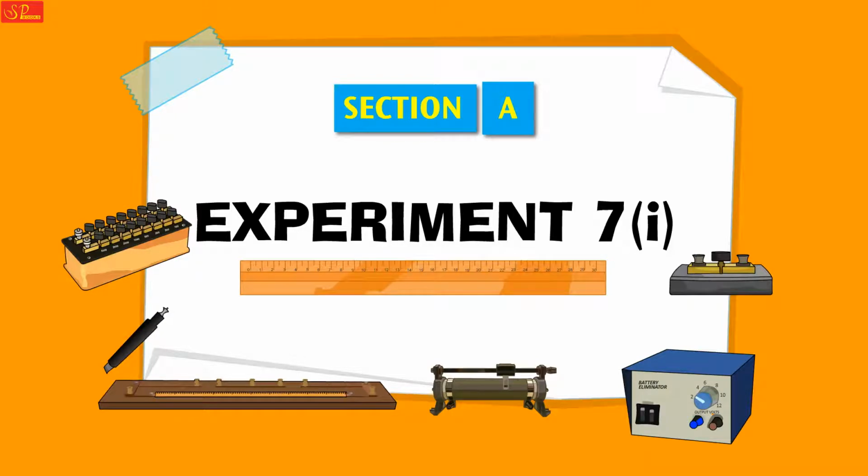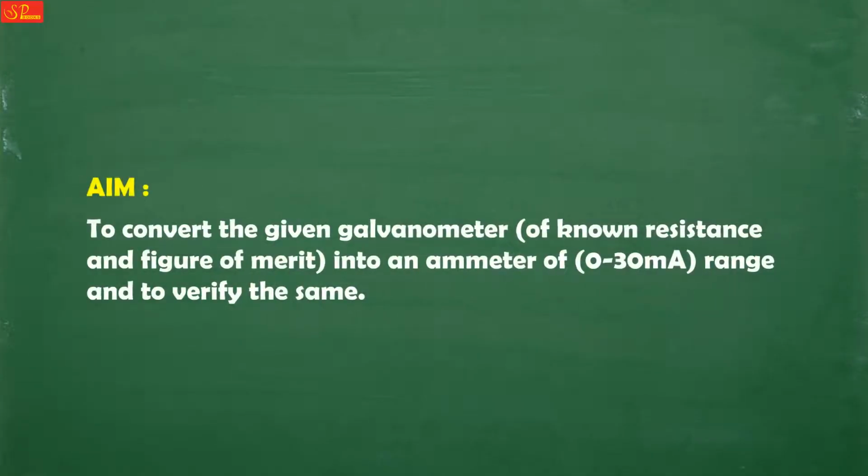Experiment 7.1. Aim: to convert the given galvanometer of known resistance and figure of merit into an ammeter of 0 to 30 mA range and to verify the same.